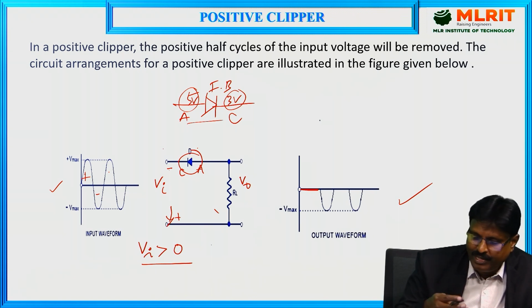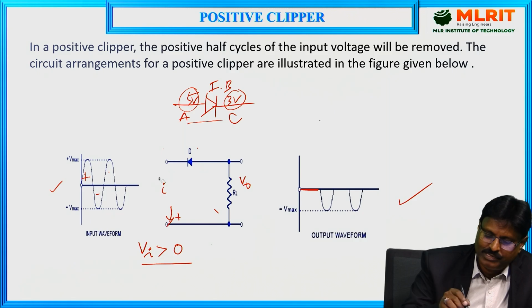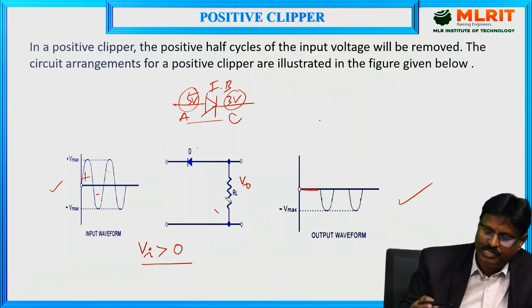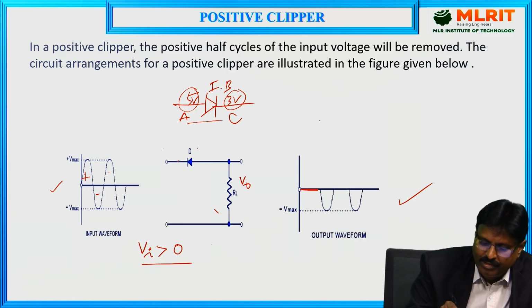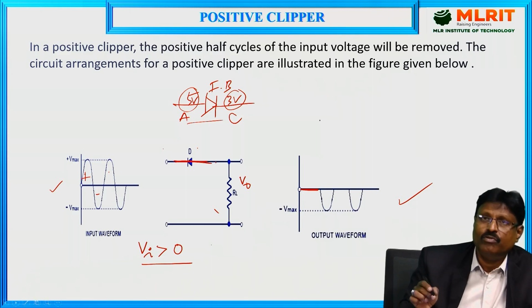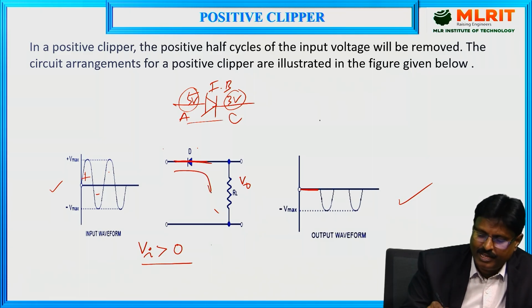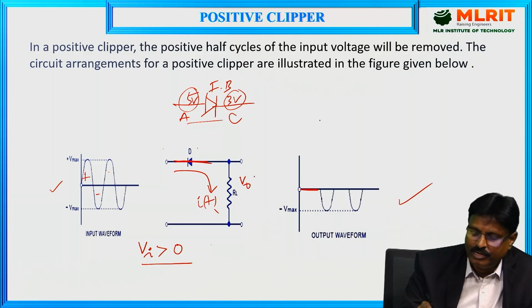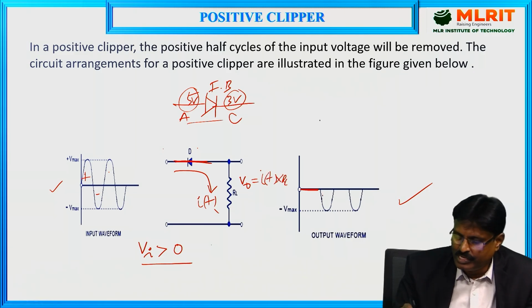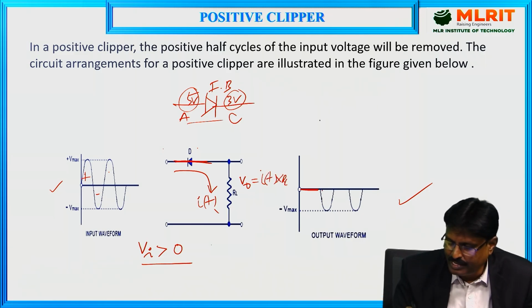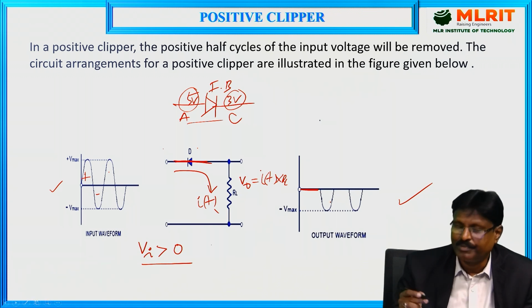So whenever a diode is forward bias, what happens here? This diode behaves like a closed switch and a current will flow through the diode and through the load resistance RL, in order to produce an output voltage, where output voltage can be written as current into RL. So that's why here, as you can see, during the negative half cycle, an output voltage is developed.